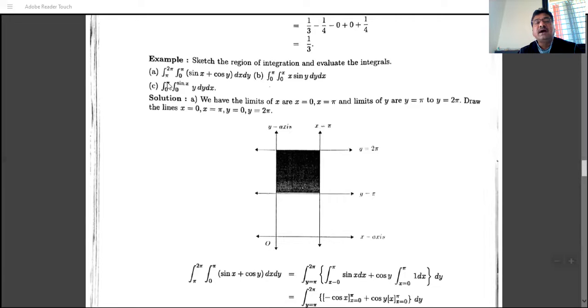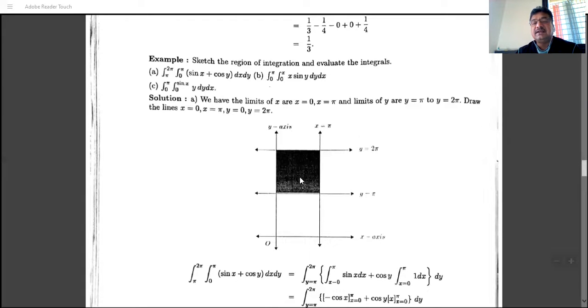And then y is equal to pi is the line at a pi distance from the origin and parallel to the x axis. Y is equal to pi. This is the x axis. Y is equal to pi line. And y is equal to 2 pi is this line at a distance 2 pi from the origin.